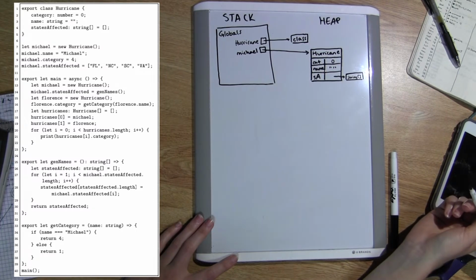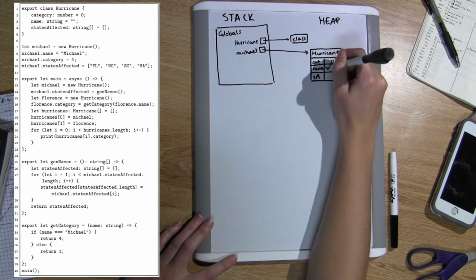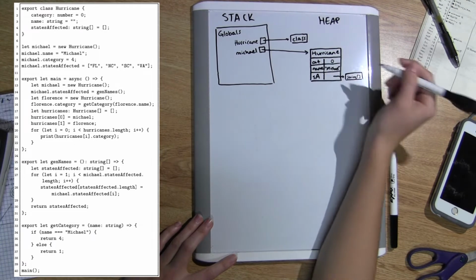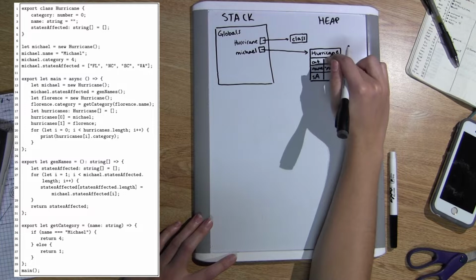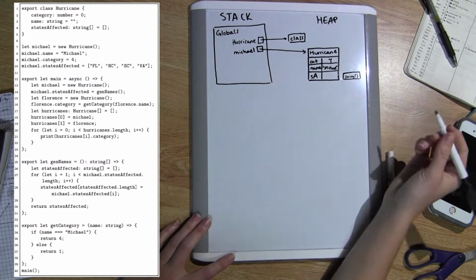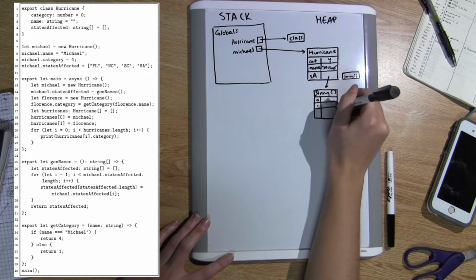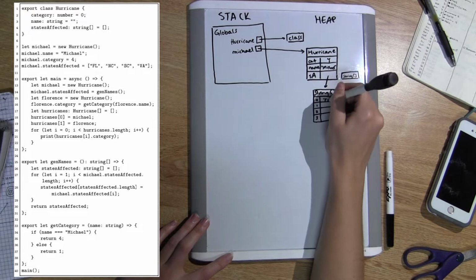On line 8 of our program, we see that the name property for Michael is reassigned to the string Michael, so we'll change that here on the heap. Similarly, the category will be changed to be a 4, and the states affected property of Michael will be reassigned to be this new array full of the strings that we see listed out on that line of the program.